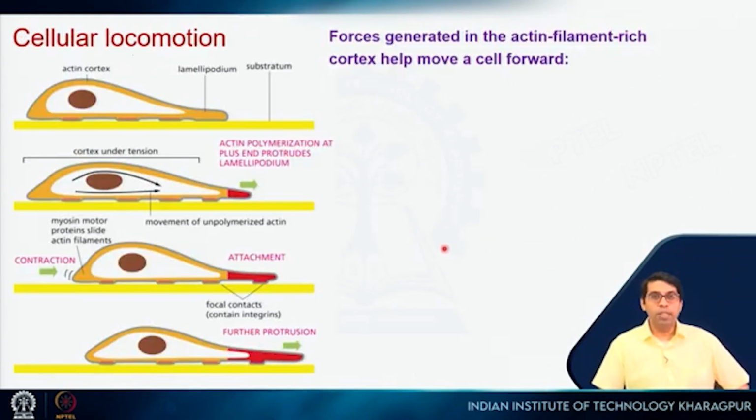So, this is something that is very useful for the cell, because this polymerization and depolymerization of actin helps the cell to move, which is called cellular locomotion. So, forces generated in the actin filament rich cortex help move a cell forward. So, what is a cortex? This is a cortex. This is where the polymer of actin is present, and it is just below the cellular membrane.